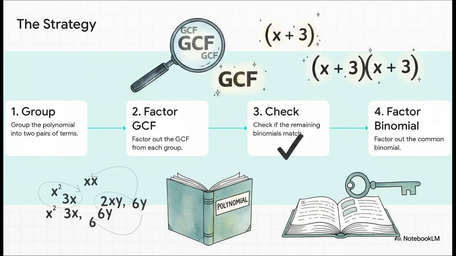And here it is, the whole process in 4 simple steps. Think of it like a little dance. Step 1, you group the terms into 2 pairs. Step 2, you factor out the greatest common factor, the GCF, from each pair. Step 3 is the magic moment. You check if the little expressions left in the parentheses match. If they do, you're golden, and you can move to step 4, factor out that matching piece. Let's see how this dance actually looks.